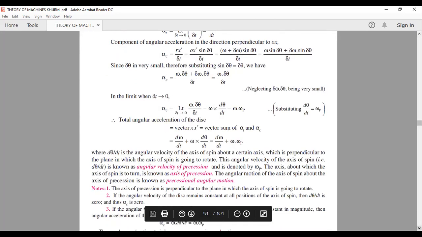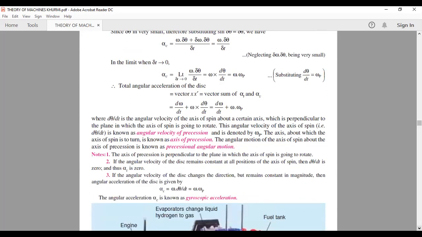So the total angular acceleration of the disc is d omega by dt plus omega into omega p. Here d theta by dt is called the angular velocity of precession.